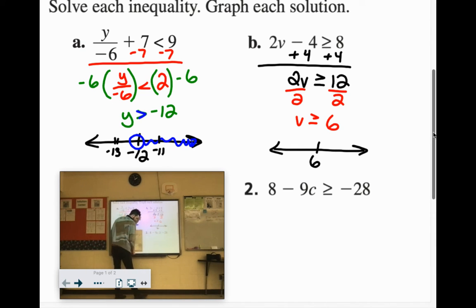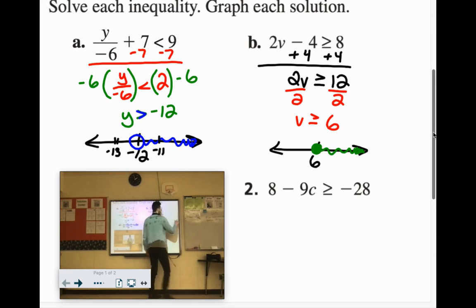6. Open or closed dot? It's got the "or equal to," so that gets a closed dot because 6 is technically included in that solution. You could say 6 is greater than or equal to 6. It works. The letter's first, so I follow the arrow. It's pointing to the right, so we shade to the right. And all the numbers greater than 6 are to the right of 6 on the number line.